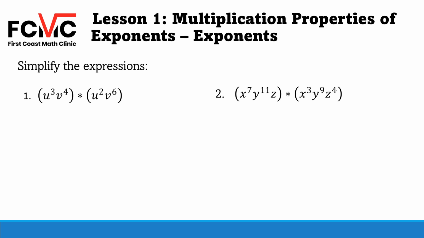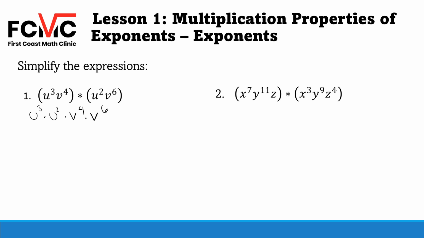So for number 1, we've got in parentheses u to the third, v to the fourth, times u to the second, v to the sixth. So we can regroup this. Multiplication is commutative. We're basically multiplying everything together here. So I'm going to rewrite this as u to the third times u to the second times v to the fourth times v to the sixth.